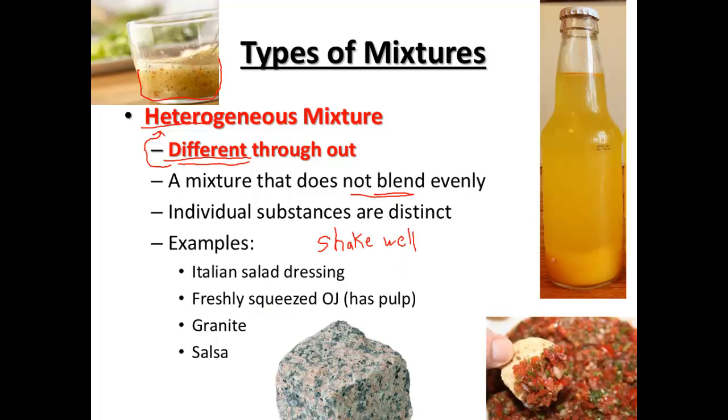Freshly squeezed orange juice: you can see the pulp down at the bottom, separated out from the orange juice at the top. So if it has pulp with natural orange juice, you have to shake well before drinking. Granite, a type of rock, is made up of a bunch of different materials. Each part of the granite rock would be a little bit different. If you were to take a section, each one would be a little bit different than the other. And then salsa: each bite of salsa that you take would be a slightly different composition.